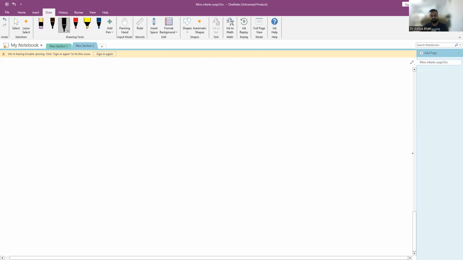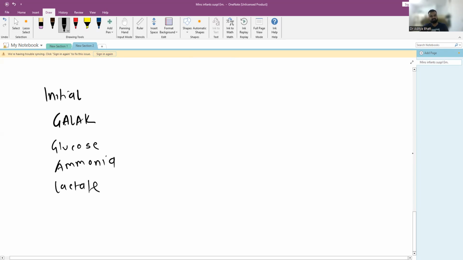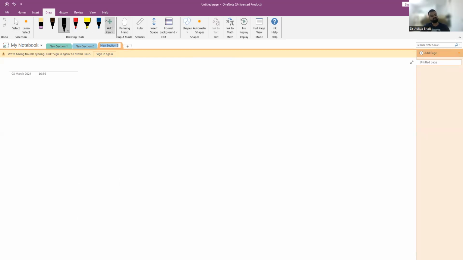Now, whenever a patient comes to you, the initial evaluation for all patients with suspected IEM is GALAK. G stands for glucose, A stands for ammonia, L stands for lactate, A stands for acidosis, and K for ketone. So these are the mandatory investigations that you have to do, because all the algorithms that we will be henceforth studying have the presence of all these abnormalities. So GALAK is a very important mnemonic that I want you to remember.